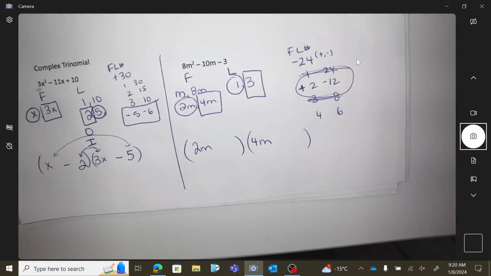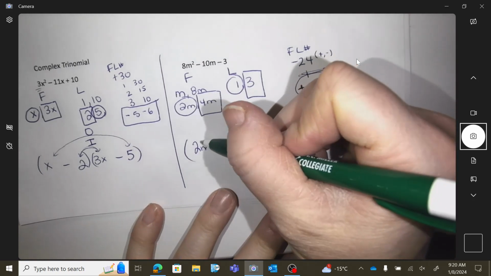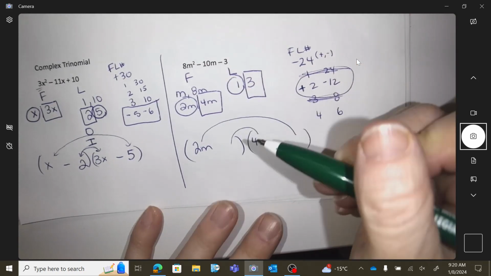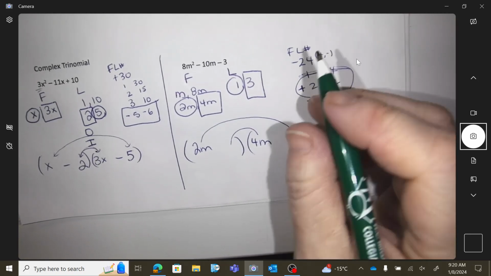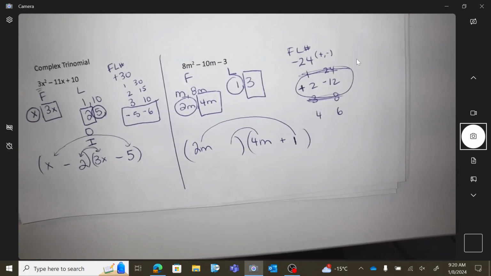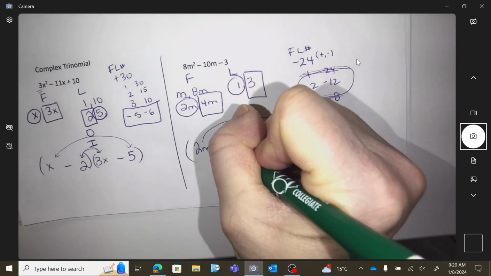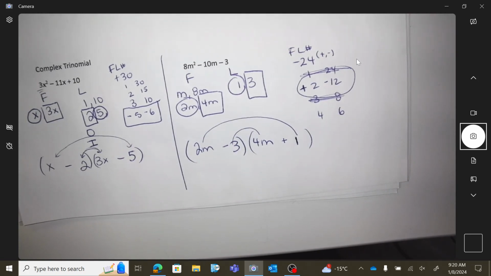2M, 4M, I just put in right away because I know that's first. Then I draw my loops here. So this is the outside and inside foil parts. 2 goes with a 1, and that's going to make a positive 2M. 4 put with a 3 to make a negative. Okay? Is it all coming back? It's flooding your brain here.